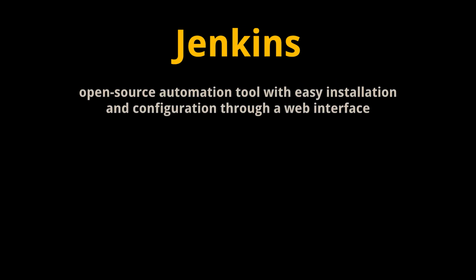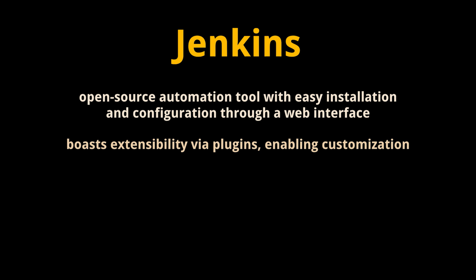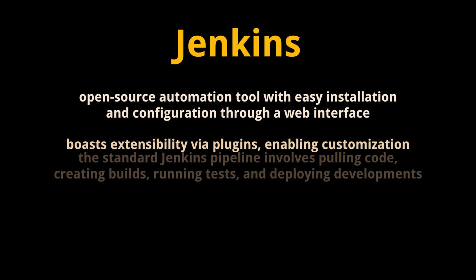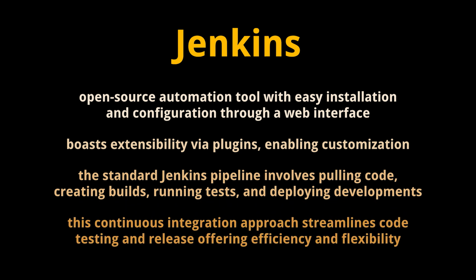In the last video of this series, we introduced Jenkins and mentioned that Jenkins is an open source automation tool with easy installation and configuration through a web interface. It boasts extensibility via plugins enabling customization for various environments. Distributed capabilities allow extensions to mature with new releases, ensuring availability across the network. The standard Jenkins pipeline involves pulling committed code, creating builds, running tests, and deploying developments to different environments with the option for automated processes. This continuous integration approach streamlines code testing and release, offering efficiency and flexibility.